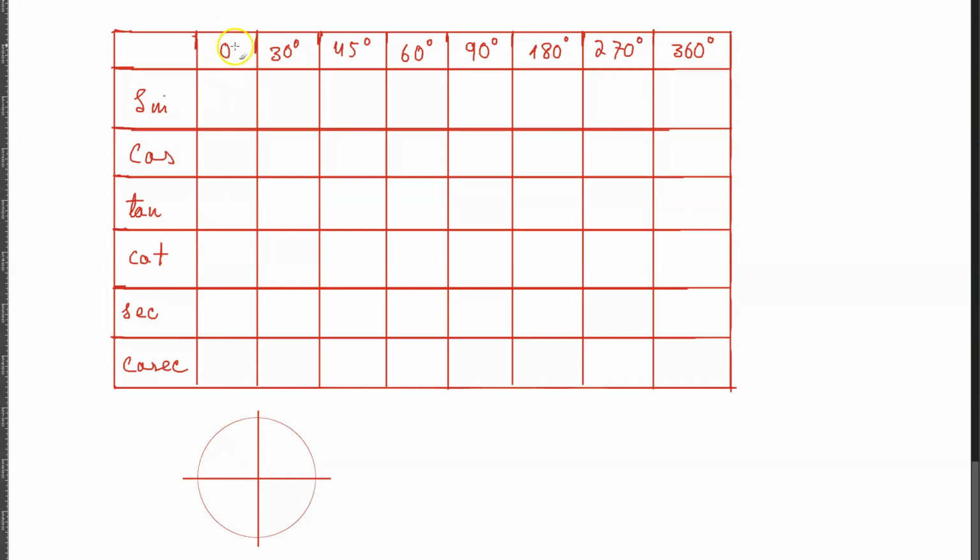Now 0 degrees, of course, is the same thing as 0 radians, and 30 degrees would be pi by 6, meaning that 180 divided by 6 would be 30. And then you have pi by 4 radians, pi by 3 radians, pi by 2 radians, pi radians, 3 pi by 2 radians, and 2 pi radians, right?